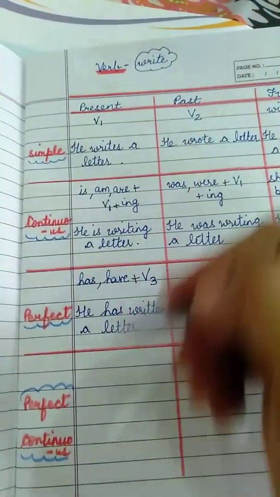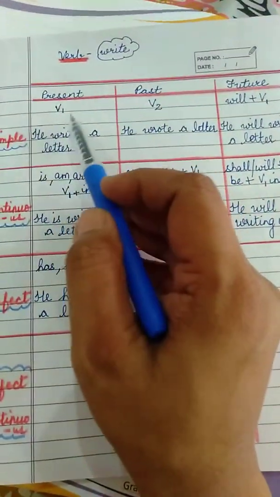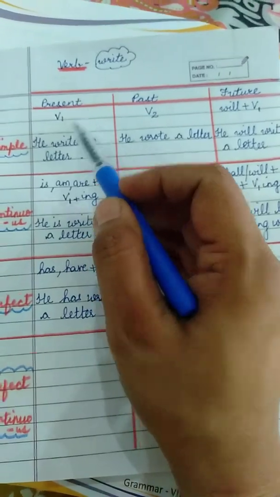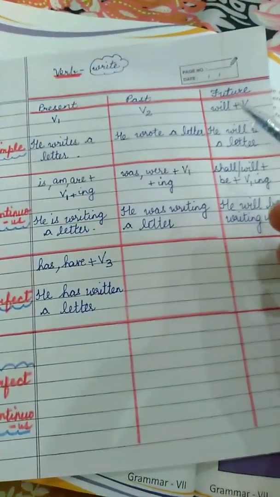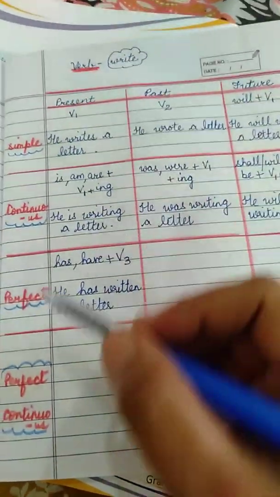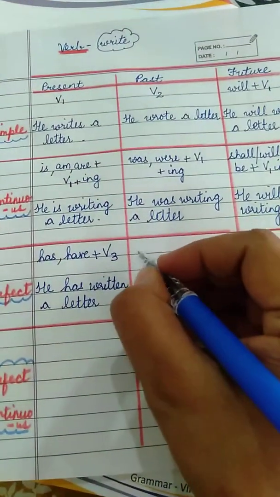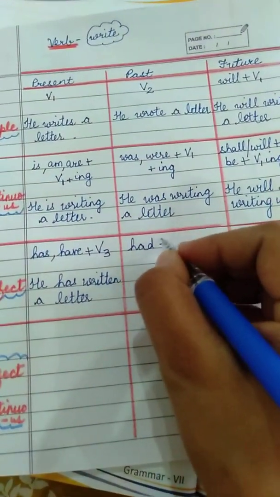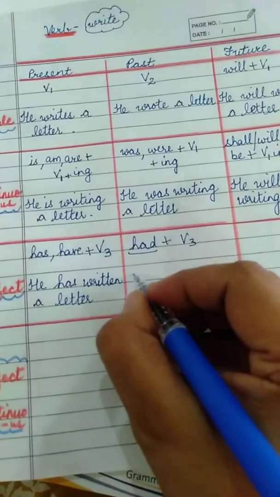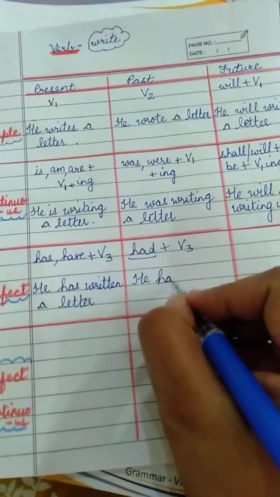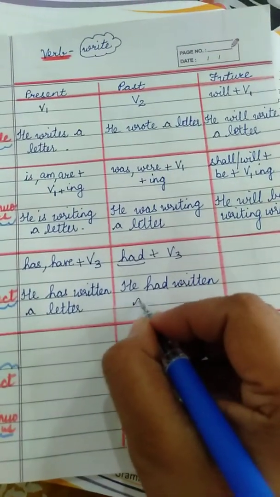This way you learn the use of these forms in these three tenses. Later on we are going to understand where the simple present is used, where simple past, and for what we use simple future. Now for past perfect we have had plus the verb's third form. So this is very easy. Had will be there with singular and plural both. So this is going to be: He had written a letter.